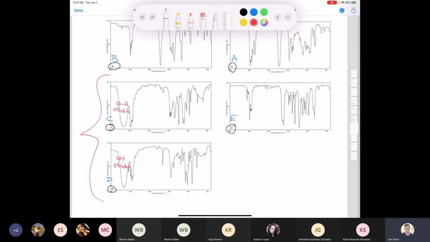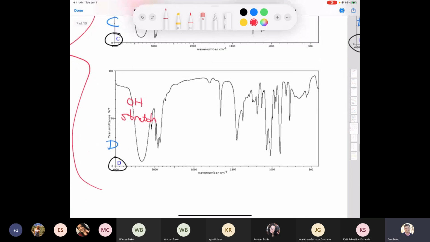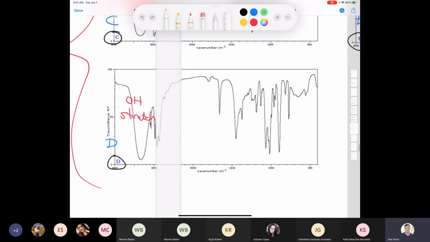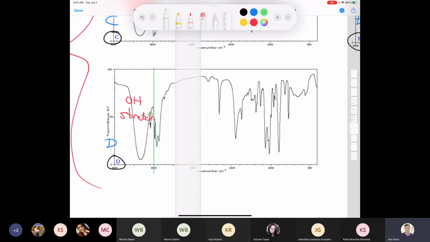Let me show you why. Let's take the ruler here. If we put the ruler at 3000, and again, it really helps to be able to zoom in on these. I've told you this 100 times, my eyesight isn't that great. But you can see that there's something here, right? This little nub here is actually the sp2 hybridized carbon-hydrogen stretching of the alkene.